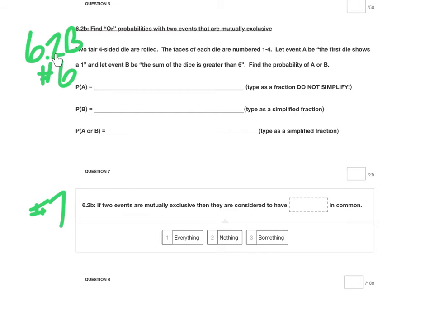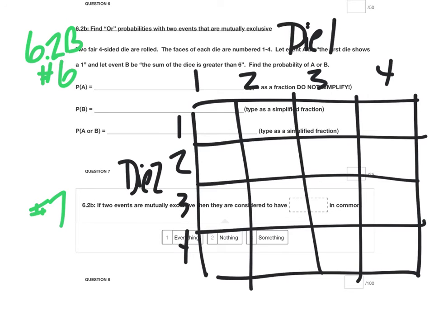Now this slide is going to be looking at 6.2b, or probabilities where events are mutually exclusive. Remember, mutually exclusive means nothing in common. So here we have the 2 dice. They're both the 4-sided dice are rolled. So I'm going to actually set up that sample space again so we can see that real quickly. We're going to have this scenario. I'm going to call this guy die 1 and this die 2. It doesn't matter which is which.